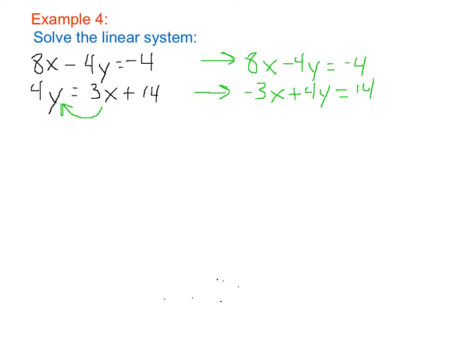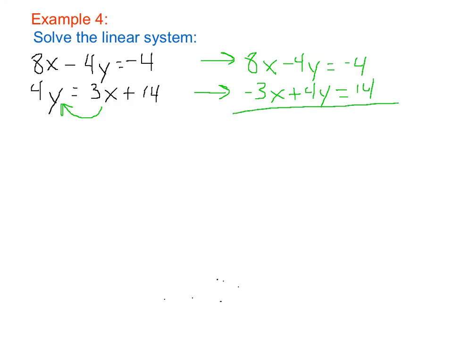Now looking at that, the x coefficients, there's 8 and negative 3. Well, if I add those, that gives me 5x. If I subtract them, it gives me 11x. So that doesn't eliminate the x. So I'm going to look at the y. We have negative 4y and positive 4y. If we add that, it's going to eliminate.